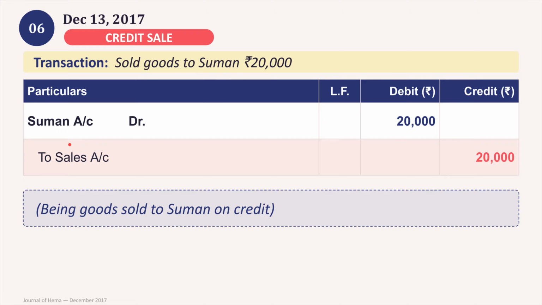Okay, so it will be debit the receiver, Suman account debtor, or you can say Suman is a debtor. So debtor is an asset, increase in asset we will debit. Okay, to sales account, sales is an income, we are crediting it. Write the respective amount and the narration.